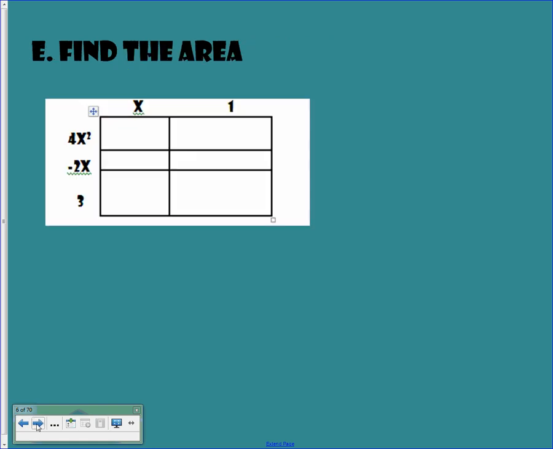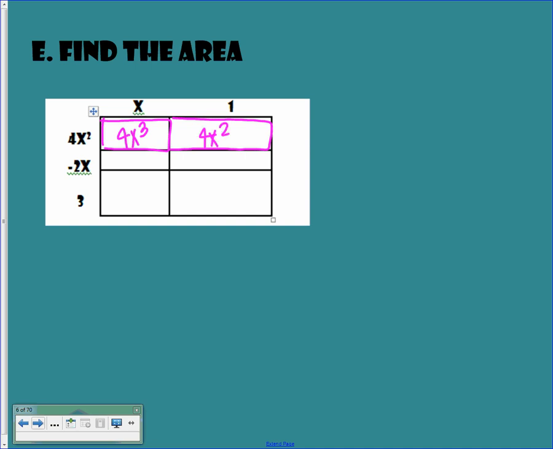Now we'll just do one visual. It wants me to find the area of the object. Okay, so here's kind of two ways to look at it. I can kind of do it old school. So the area of this first triangle, or I'm sorry, the first rectangle would be 4x squared times x, which would be 4x to the third. If I move over to the one right next to it, 4x squared times 1 is 4x squared.